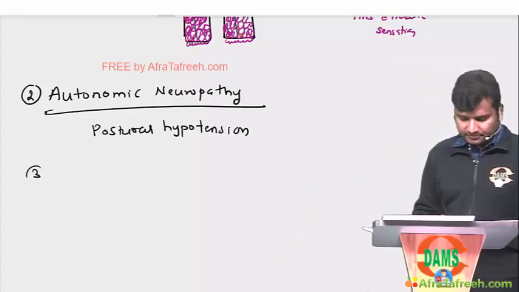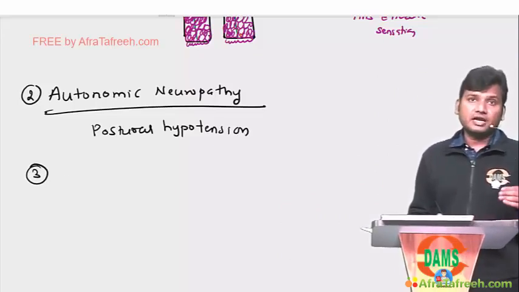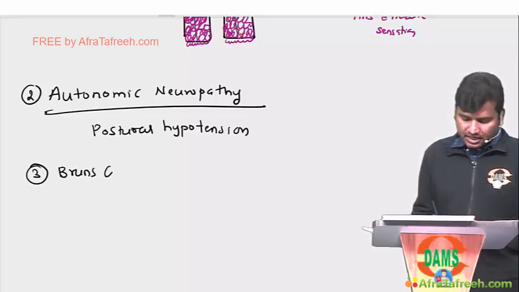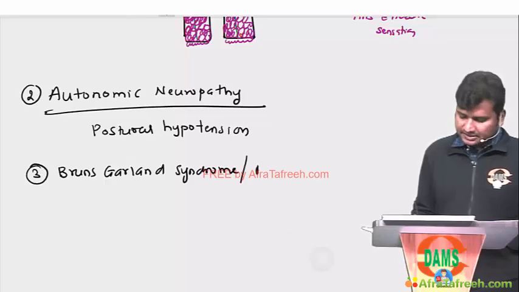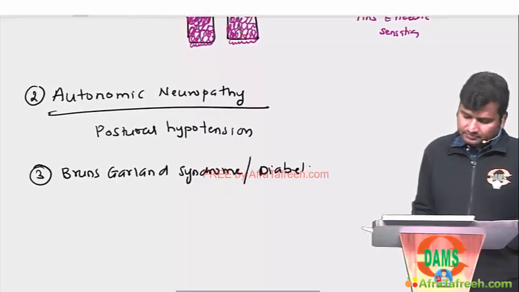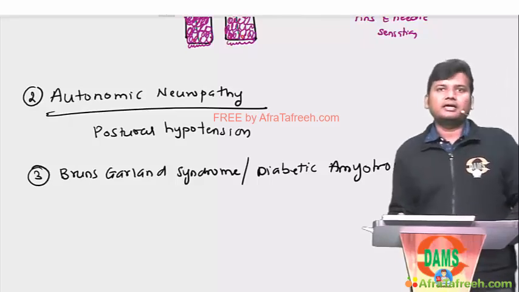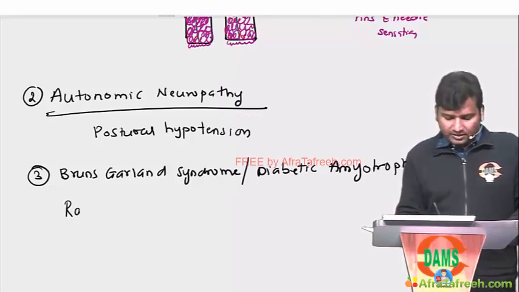Then the third one: the patient may have plexopathy. In plexopathy, what happens? There is decreased blood supply to the plexus. So it is also called Bruns-Garland syndrome. It is also called diabetic amyotrophy, or diabetic radiculoplexopathy.